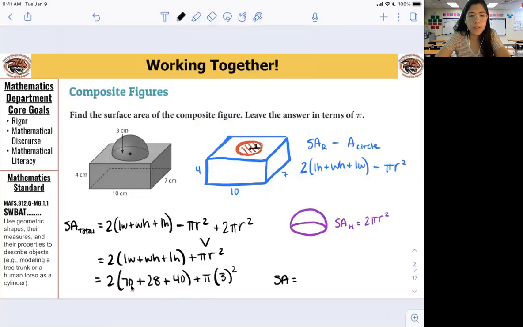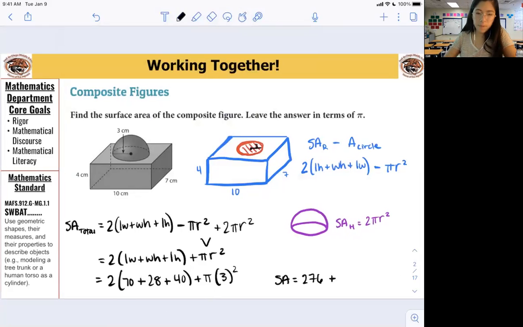All right, so here, 70 plus 28 plus 40 times 2, you should get 276. Yes, so times 2, Tyrone, 276. Cool. And then 3 to the power of 2 is 9, so 9 pi. And what I was saying to answer Perla's question, can you combine these? Are these like terms? No, they're not. So if we're leaving it in terms of pi, that's all we can do. We have to leave it like that.